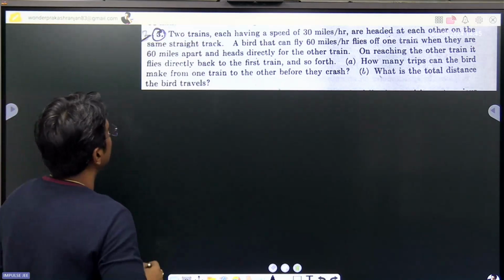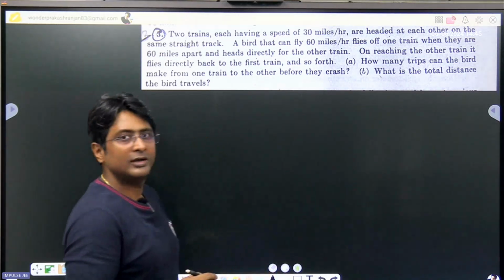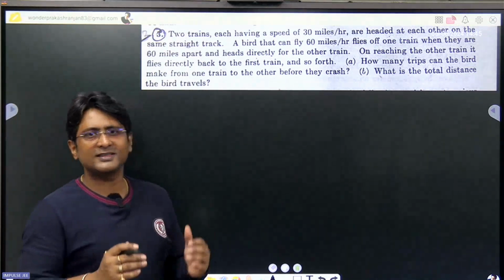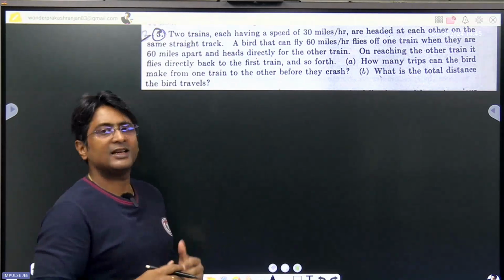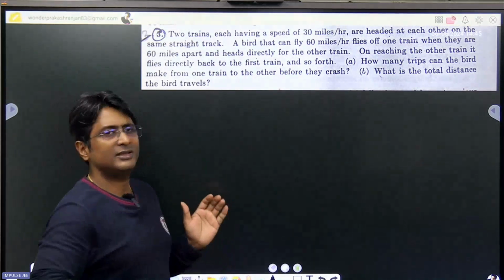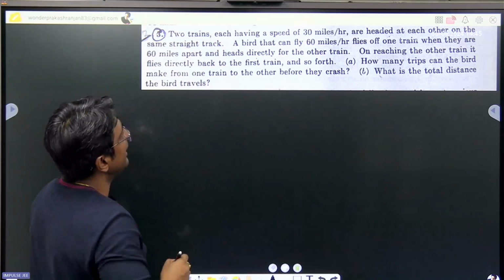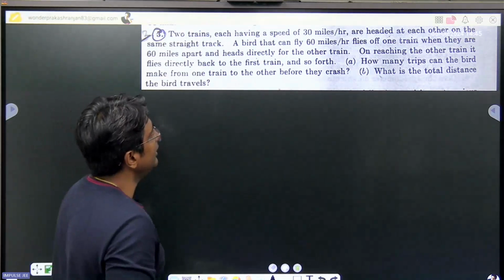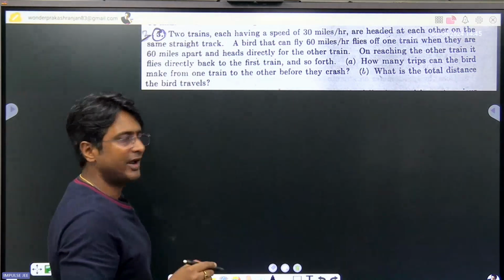So here it's given that two trains, each having a speed of 30 miles per hour. Here unit is different, but we need to just solve this question because concept is important. So in place of miles, I will take kilometer. I am not going to convert miles into kilometer, I am just replacing the miles with kilometer. So two trains each having 30 miles per hour, that we will call 30 kilometer per hour, are headed at each other on the same straight track.